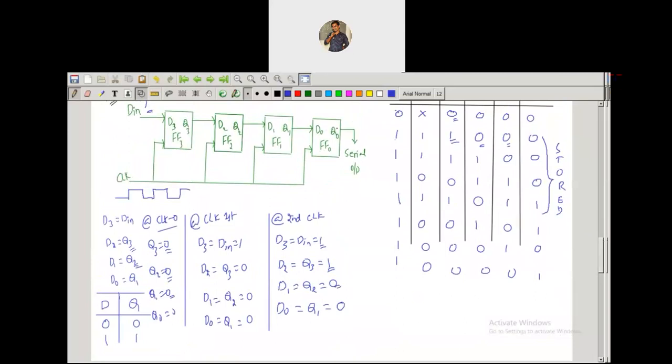What's the Q0 value? Q0 is the output port. So if you observe these four sections, here you can say the data is extracted. Data is extracted here. And here this one is the LSB, and this one is the MSB.